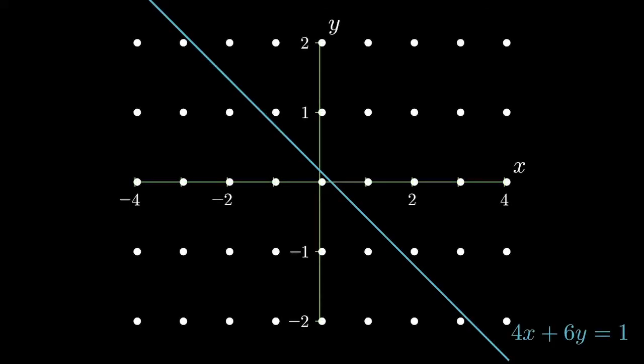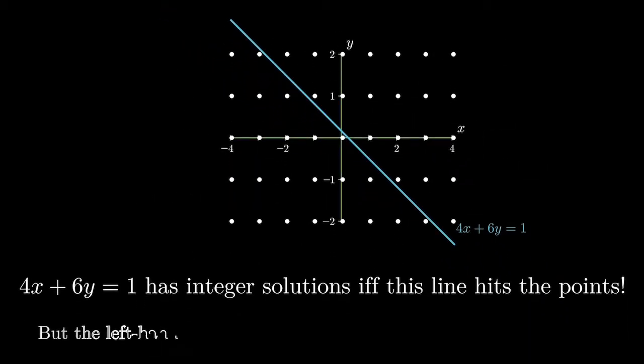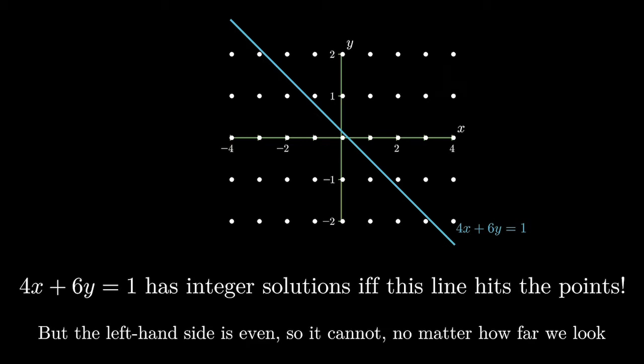So here's a question. Are there any integer solutions to the equation 4x plus 6y equals 1? We know that we can plot the line in the xy plane, so let's solve for y and get y equals 1/6 minus 2/3 x. Let's plot that line. And what we're really asking is, does this line hit any point on the integer lattice?